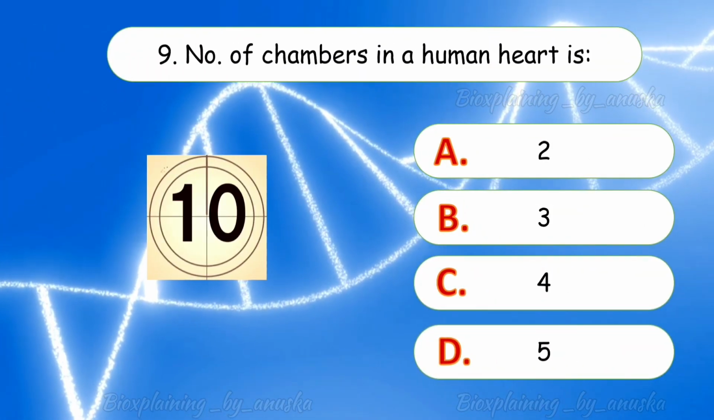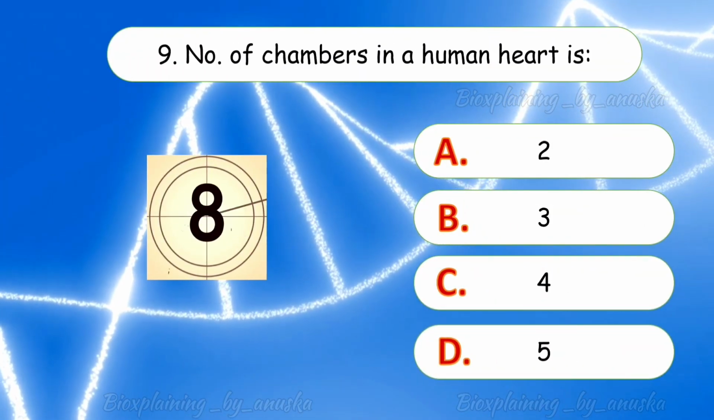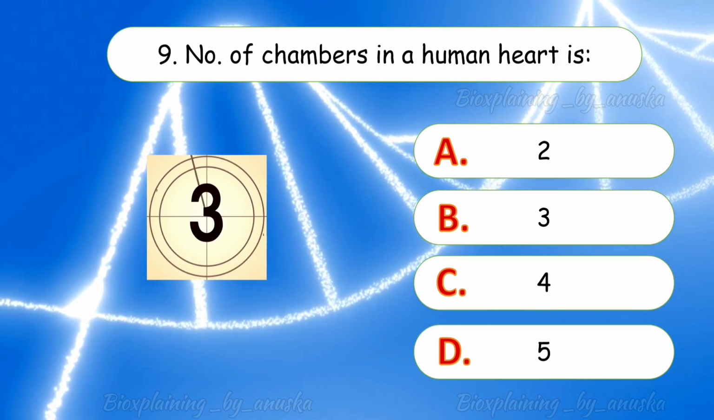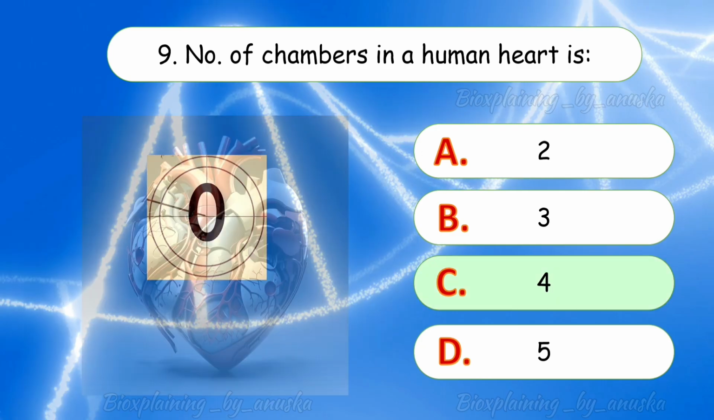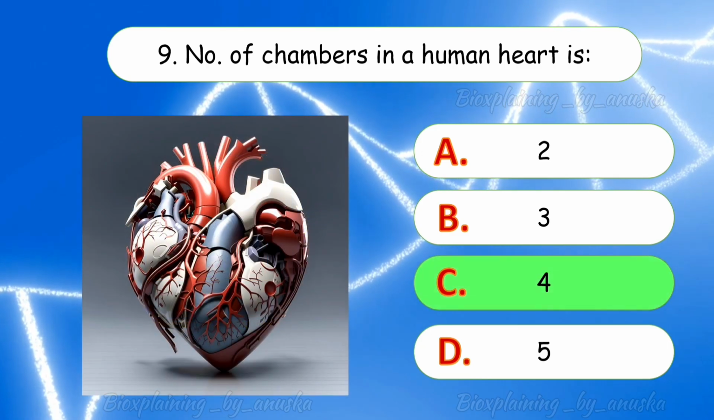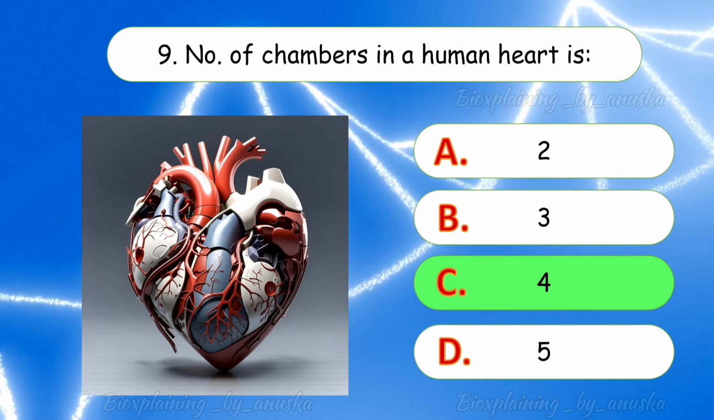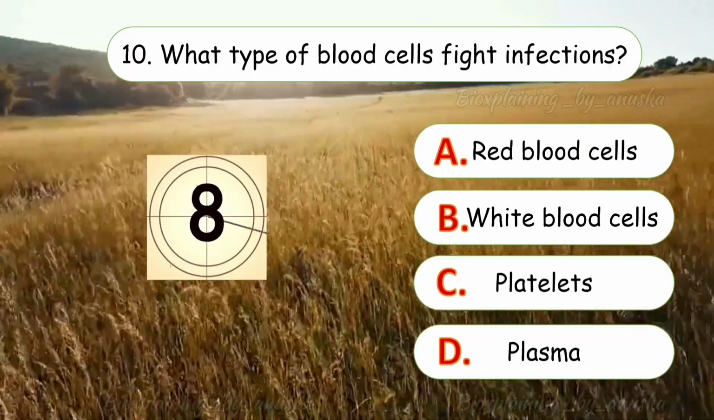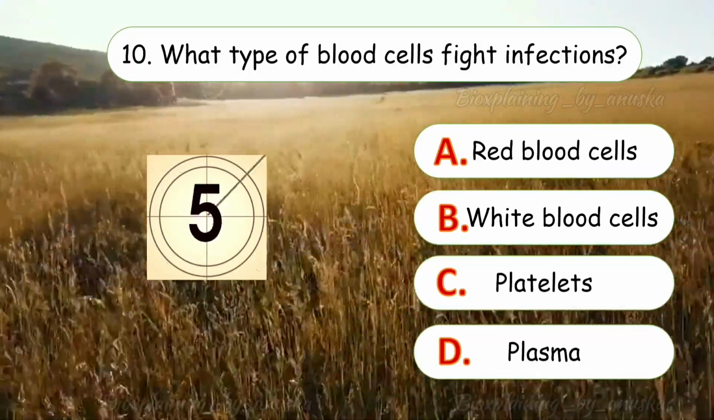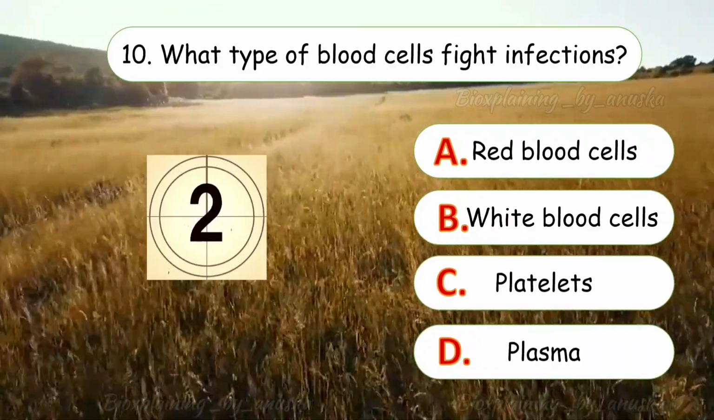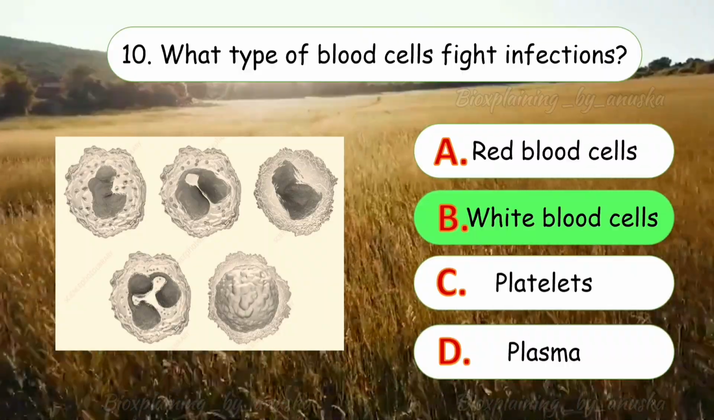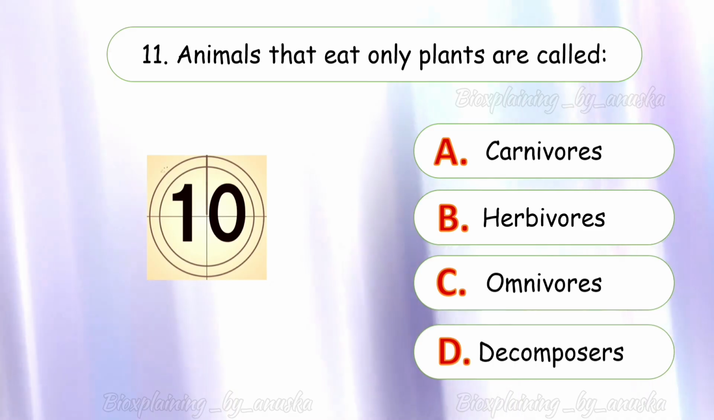Number of chambers in a human heart is. What type of blood cells fight infections? Animals that eat only plants are called.